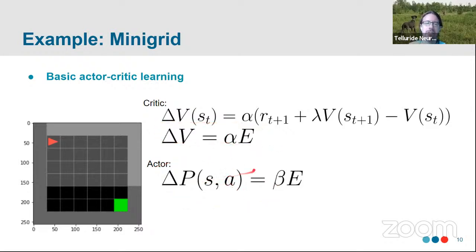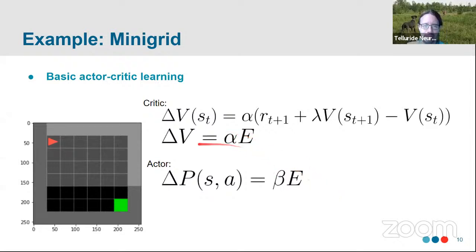And then the actor part is saying, well, hold on a second. If I find myself in a situation where I'm surprised and I got more reward than I was expecting, then that also means I should update. If I was in that state before and did whatever action got me the surprising reward, I should really increase my chances of doing that action. So that's the basic actor-critic reinforcement learning rule.